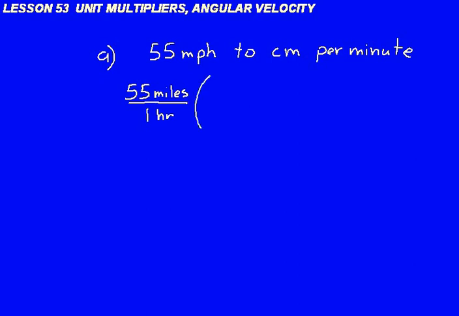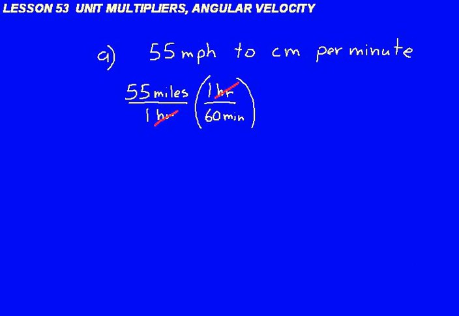And so in 1 hour, there are 60 minutes. And there's our unit multiplier or conversion factor that we need to convert hours to minutes. And we can cross out the hours units to help us see that we did that conversion correctly.